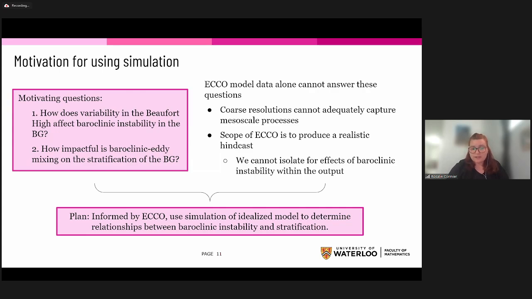Additionally, the goal of the ECHO project was to produce a realistic hindcast of the ocean, which it succeeds in, but it's limited by that scope. And so we can't use the ECHO output to isolate for the effects of baroclinic instability in a particular region. So our plan now, informed by what we see in the ECHO data, is to use a simulation of an idealized model of the Beaufort Gyre to determine more precisely what the specific relationships are between baroclinic instability and the stratification of the gyre.